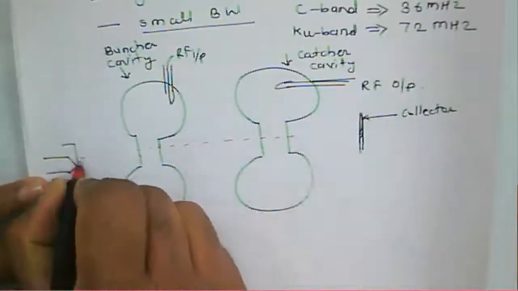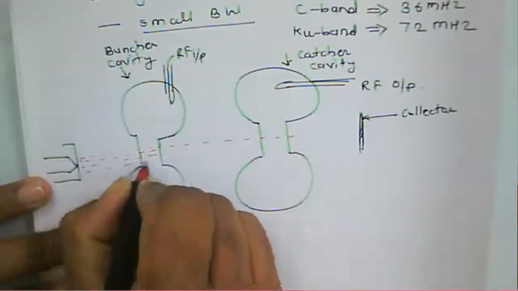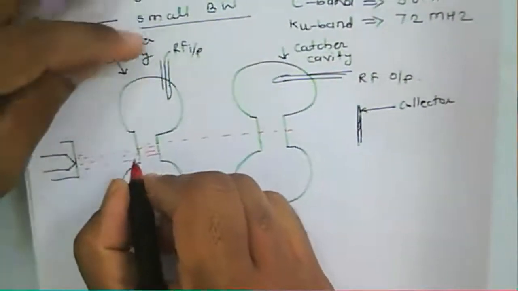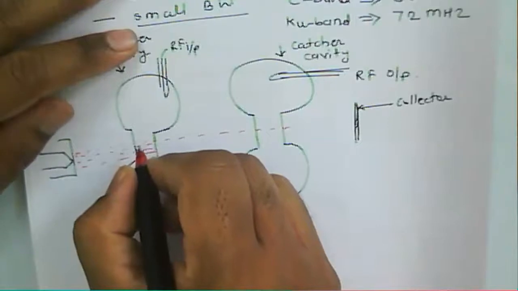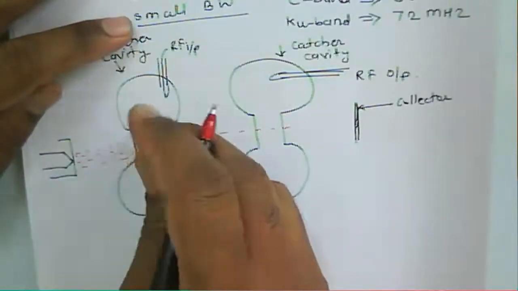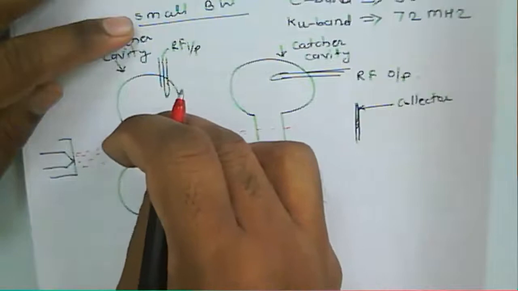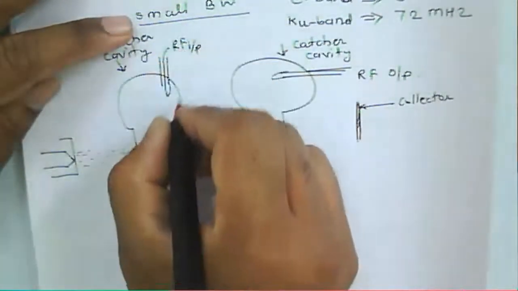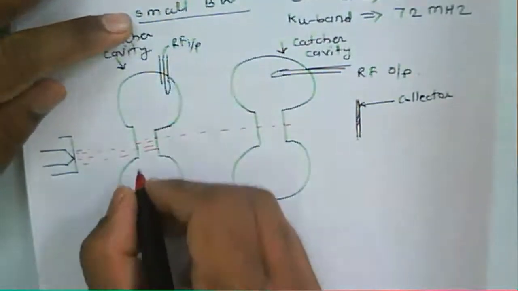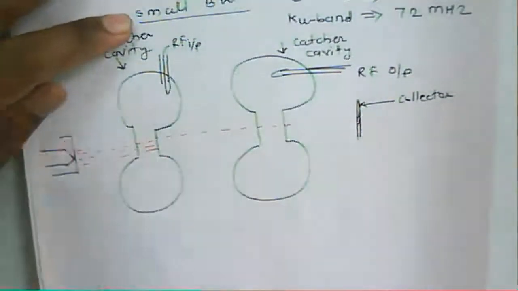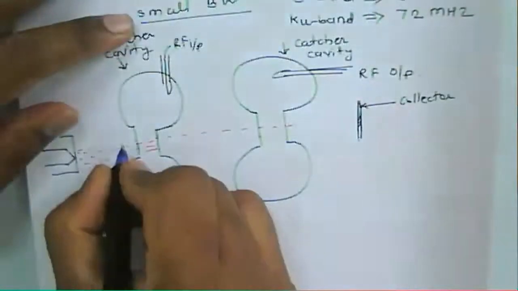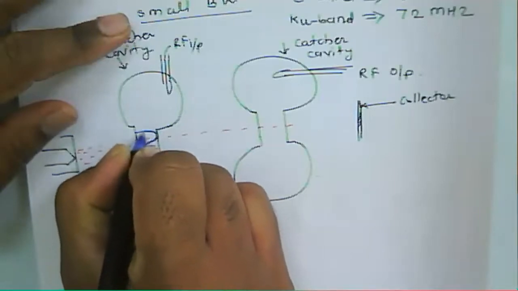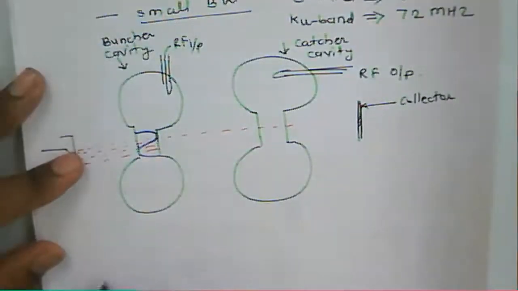Now electrons are emitting from this cathode. When electrons reach the buncher cavity, the cavity has a gap voltage because of the RF input circuit. This RF input is sinusoidal in nature.